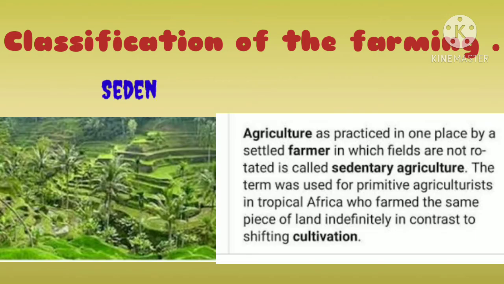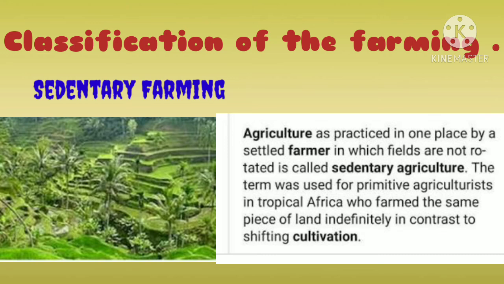Sedentary farming. When a farm is based in the same location all the time, then it is called sedentary farming. In early times, people used to move from one place to another as food gatherer, hunter, herder, or shifting cultivator. When the farmer learnt to maintain soil fertility, he settled down at one place. Then he adopted techniques like crop rotation to conserve soil fertility.